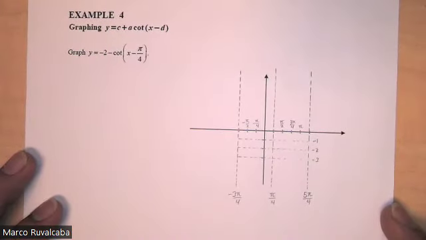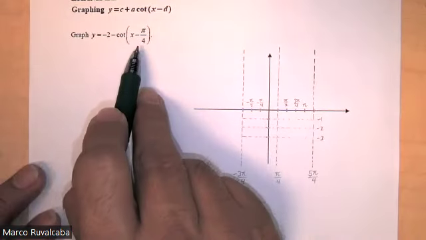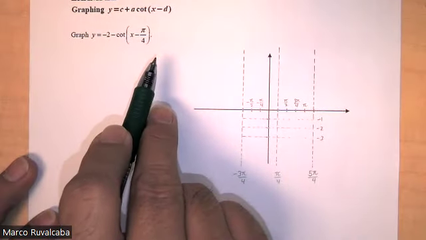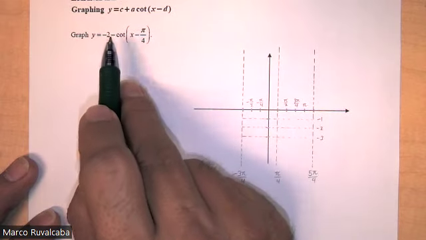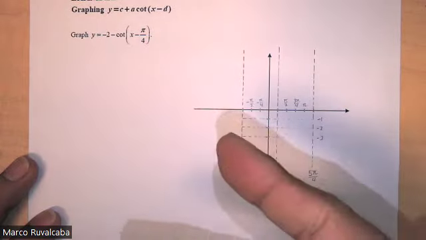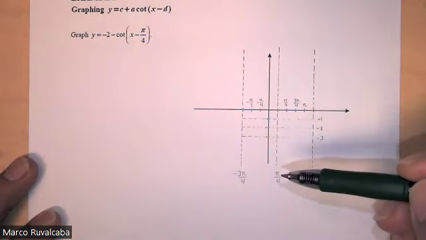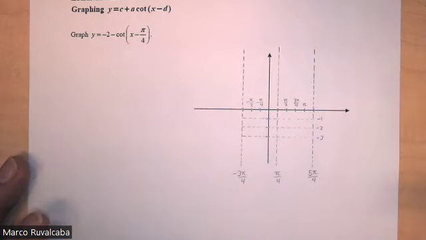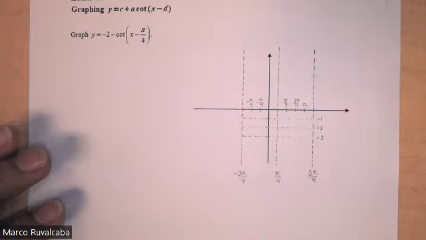So like this one right here. Notice the x minus pi over 4, that means it got translated to the right pi over 4. The minus in front of the cotangent means it was reflected about the x-axis. And then the -2 means it was translated downward by 2. Okay, so let me write that right here.